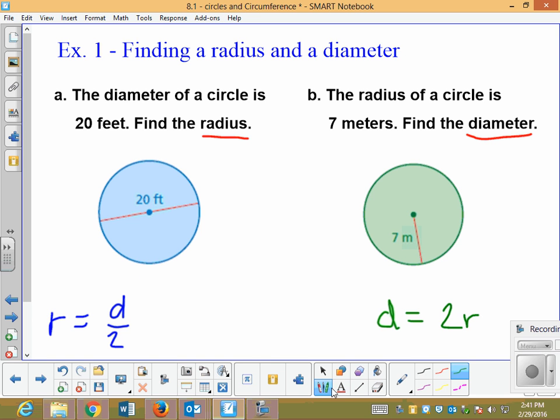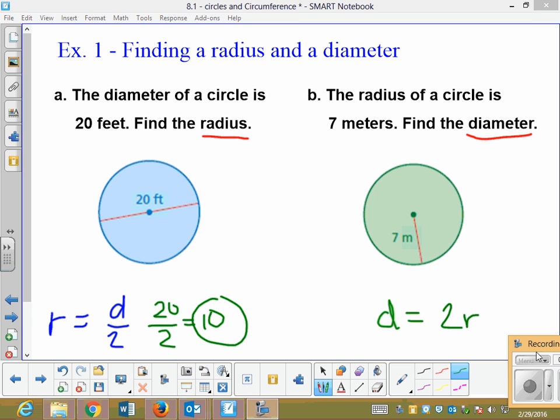Now, if you want to do this with the equation, I wrote the equation here for you. We're going to take the diameter. Radius equals d over 2. Diameter is 20, so 20 is going to be divided by 2. And 20 divided by 2 is 10, like we said earlier. So the radius in this example is 10.